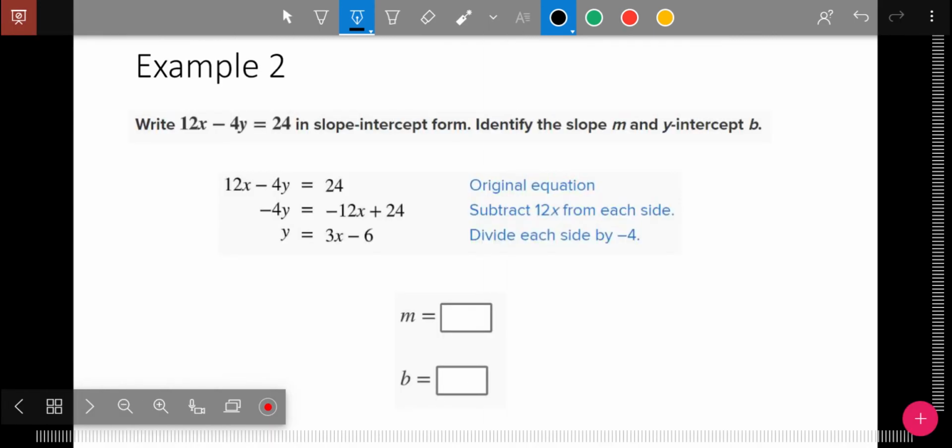To solve it in slope intercept form, you've got to get y by itself. This is just a fancy way of saying get y by itself. So they subtract 12x from both sides and divide both sides by negative 4. They get this. So what's my m? My m is 3. What's my b? Negative 6.